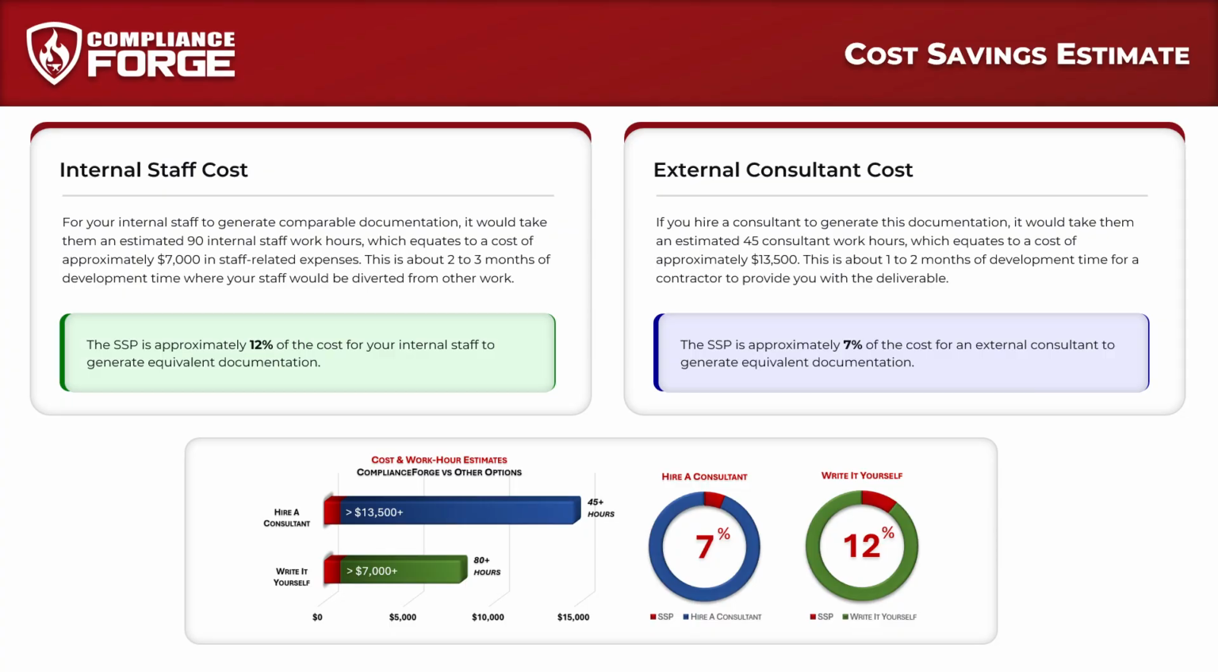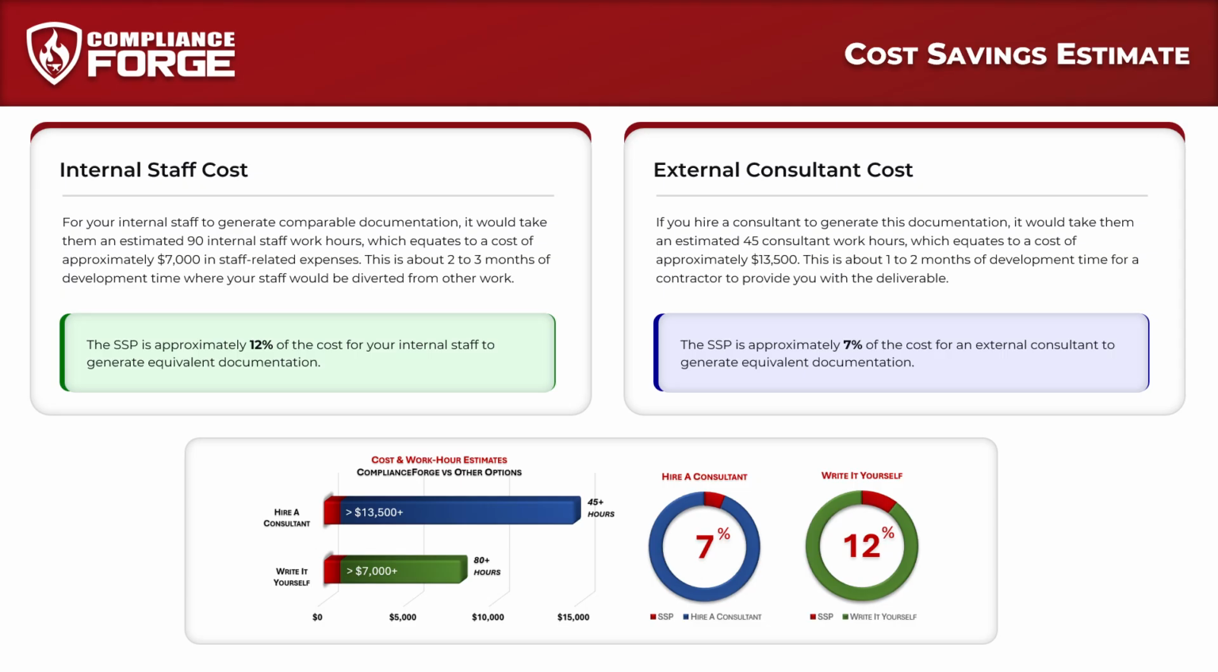Now compare that against the two alternatives for obtaining quality cybersecurity documentation. For your internal staff to generate comparable documentation, it would take them an estimated 90 internal staff work hours, which equates to a cost of approximately $7,000 in staff-related expenses. That is about 2 to 3 months of development time where your staff would be diverted from other work.